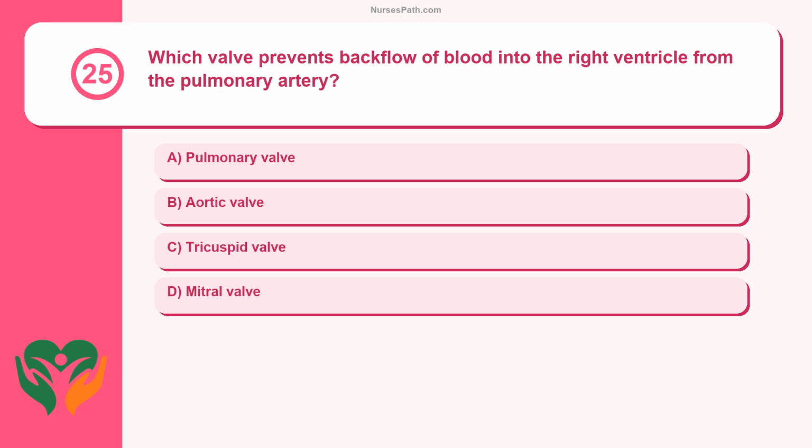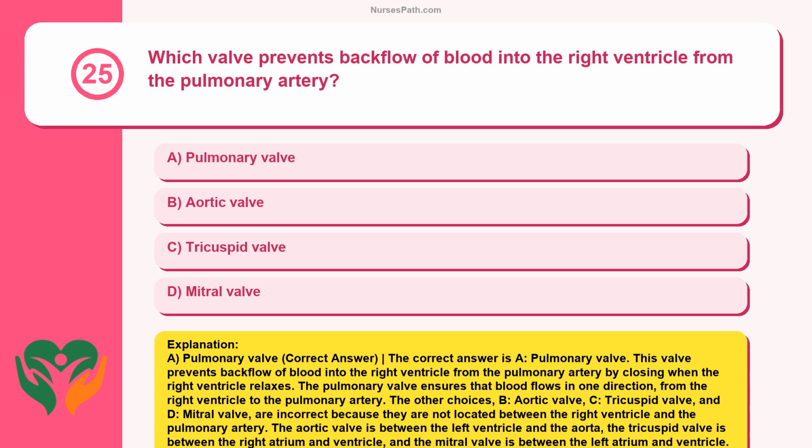Question 25. Which valve prevents backflow of blood into the right ventricle from the pulmonary artery? Pulmonary valve, aortic valve, tricuspid valve, mitral valve. A. Pulmonary valve. Correct answer. The correct answer is A. Pulmonary valve. This valve prevents backflow of blood into the right ventricle from the pulmonary artery by closing when the right ventricle relaxes. The pulmonary valve ensures that blood flows in one direction, from the right ventricle to the pulmonary artery.